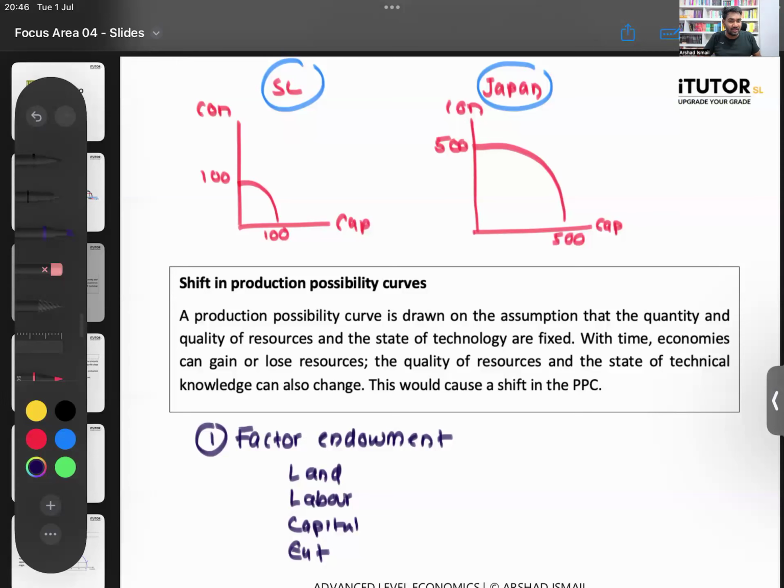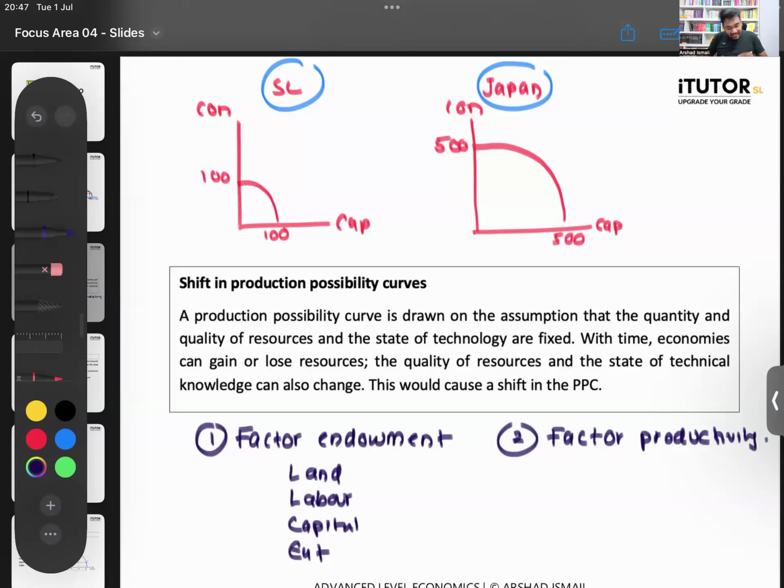much bigger. But is it only the amount of factors? Is there another factor that determines the size of your PPC? Definitely the factor endowment, that's the amount of factors you have. What's the other one? The other one is how productive your factors are, your factor productivity. Factors and resources are the same thing. Now, for example, let's take labor. Let's say Sri Lanka and Japan both have the same labor, but in Japan the people are much more educated, much more highly skilled.